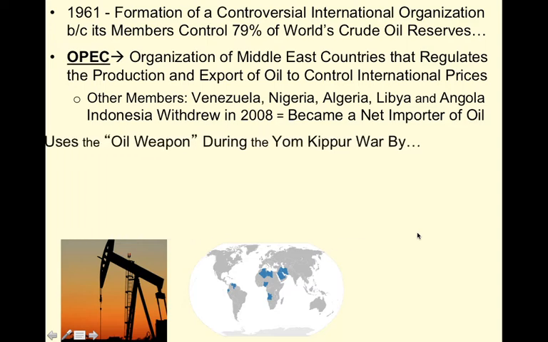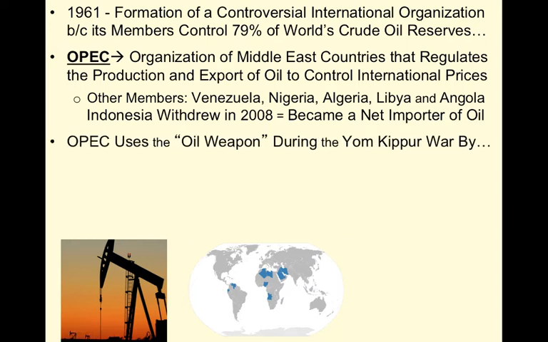Now, we can see that OPEC has used oil as a weapon because so many countries rely on them, including the United States, for oil production.